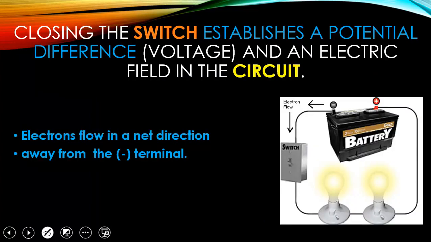Closing the switch establishes a potential difference, voltage and an electric field in the circuit. This means that the electrons flow in a net direction, away from the negative terminal. So the electron moves from the negative, passes through the switch, then passes through two lamps and operates them, and finally reaches the positive pole. So they complete the closed electric circuit. So the circuit keeps working.